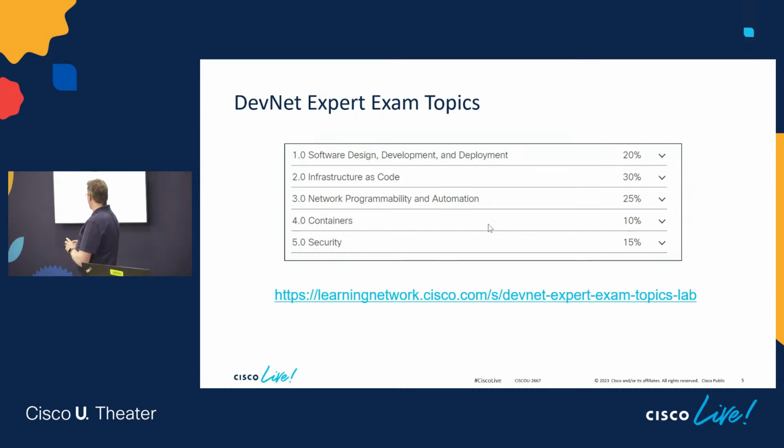Next, we have network programmability and automation, which is all about programming the network. The question that we get a lot from DevNet Expert candidates is, do I need to be a CCNP or a CCIE routing and switching, or do I need something other than the qualification exam? The answer is no, you don't need that.